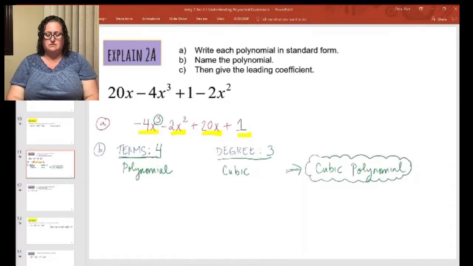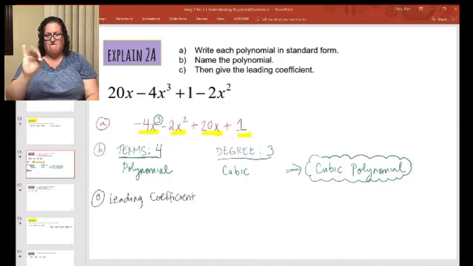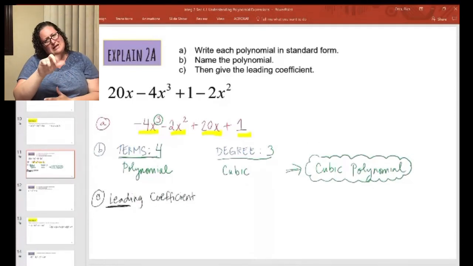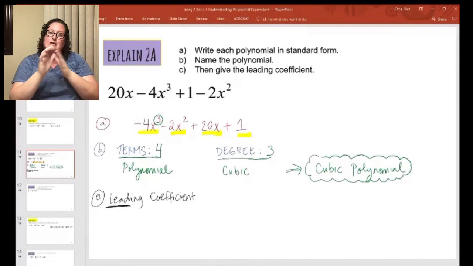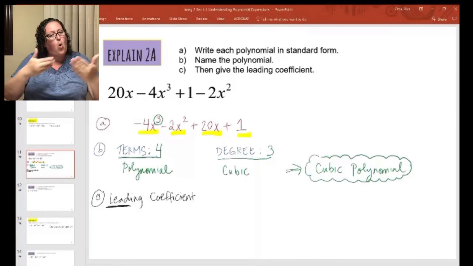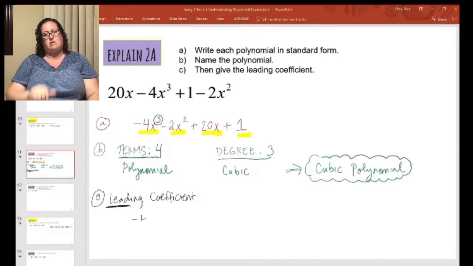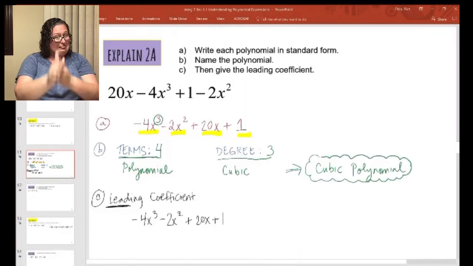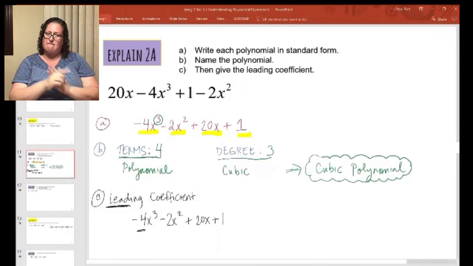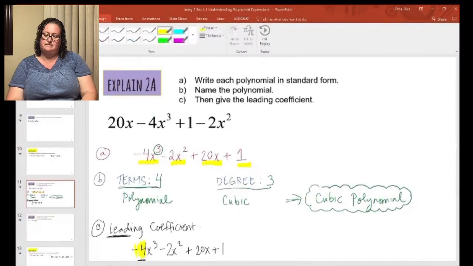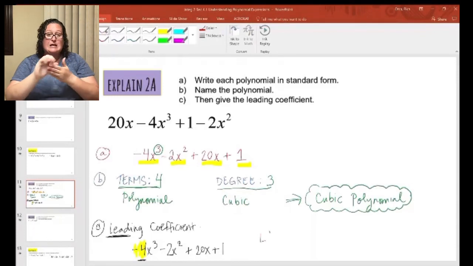Now let's look at part C. In part C, we want to identify the leading coefficient. Well, we know the word lead means leader, right? It leads the group. So it's the number that leads the entire polynomial. The number that leads the entire polynomial would be negative 4. So our leading coefficient is negative 4. LCF, leading coefficient, negative 4.